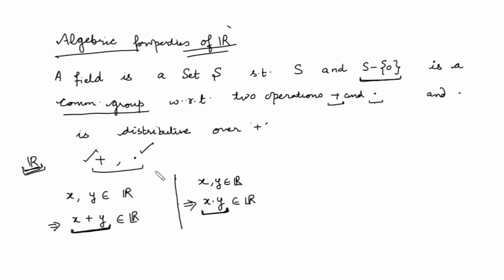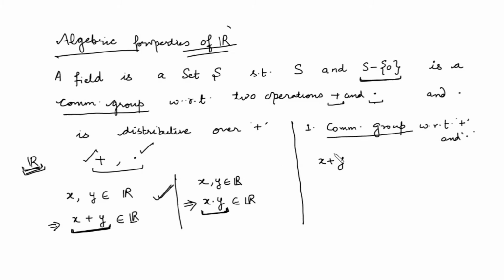So first of all, these two operations should be defined on a set, and with respect to these two operations, this R should satisfy some properties. So now see the first property, it should be commutative group with respect to both the operations, with respect to addition as well as multiplication. That means what? If you consider two elements from the set R, you apply the operation addition, x plus y is same as y plus x. Both are same. Either you add x in y or y in x, one and the same thing.